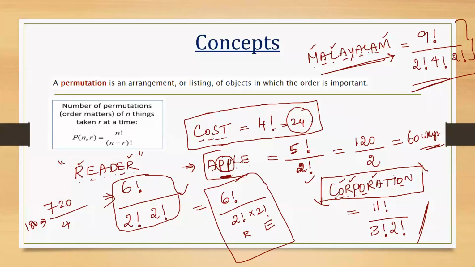Similarly for corporation, we have a total of 11 letters. So write as it is, 11 factorial. Then divide by O repeated 3 times, 3 factorial. Then R 2 times, 2 factorial. The remaining letters occur 1 time each, right? Is it clear? Done.